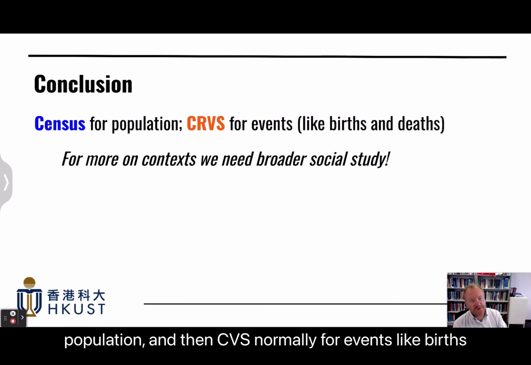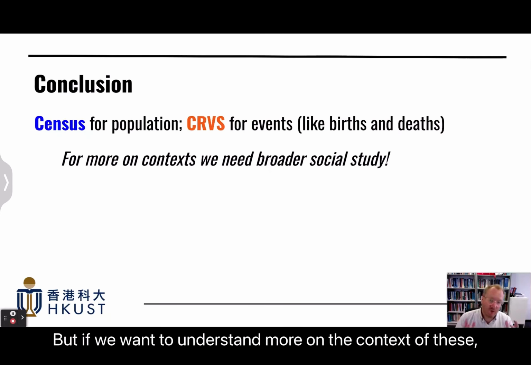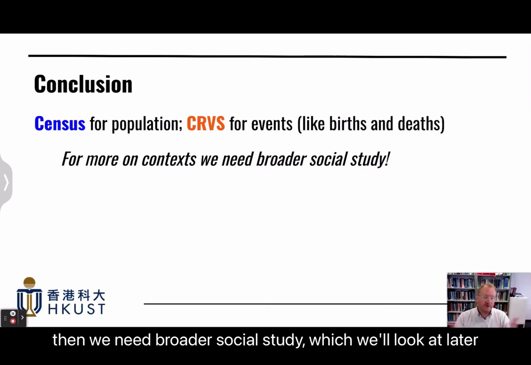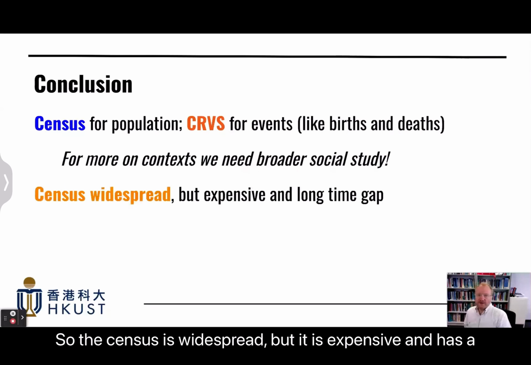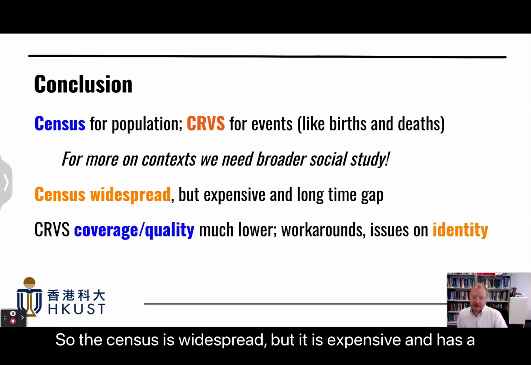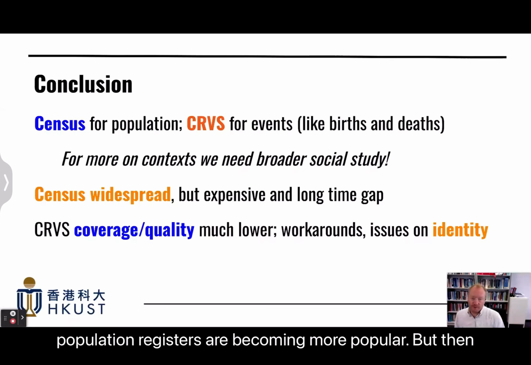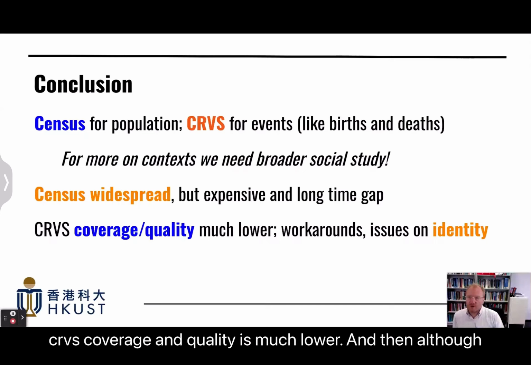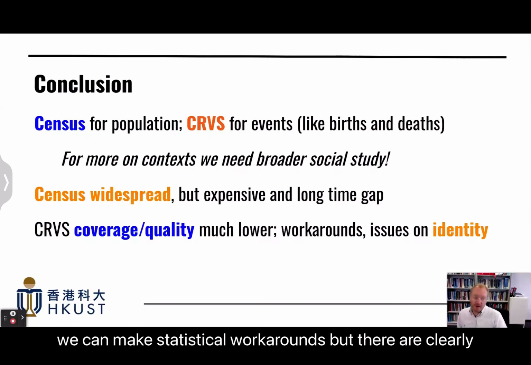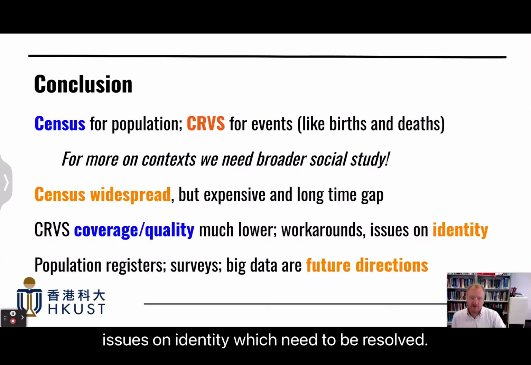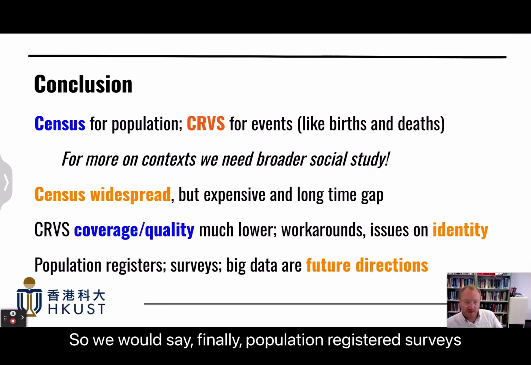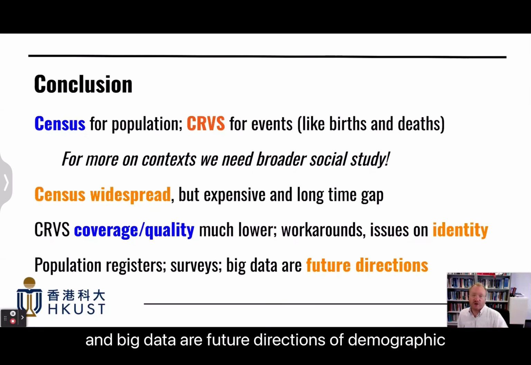So to conclude, we use the census or population registers normally for population, and then CRVS normally for events like births and deaths. Well, if we want to understand more on the context of these, then we need broader social study, which we'll look at later on. So the census is widespread, but it is expensive. It has a long time gap. And as we said in the other video, that's why population registers are becoming more popular. But then CRVS coverage and quality is much lower. And then, although we can make statistical workarounds, there are clearly issues on identity which need to be resolved. So we would say, and finally, population registers, surveys and big data are future directions of demographics.